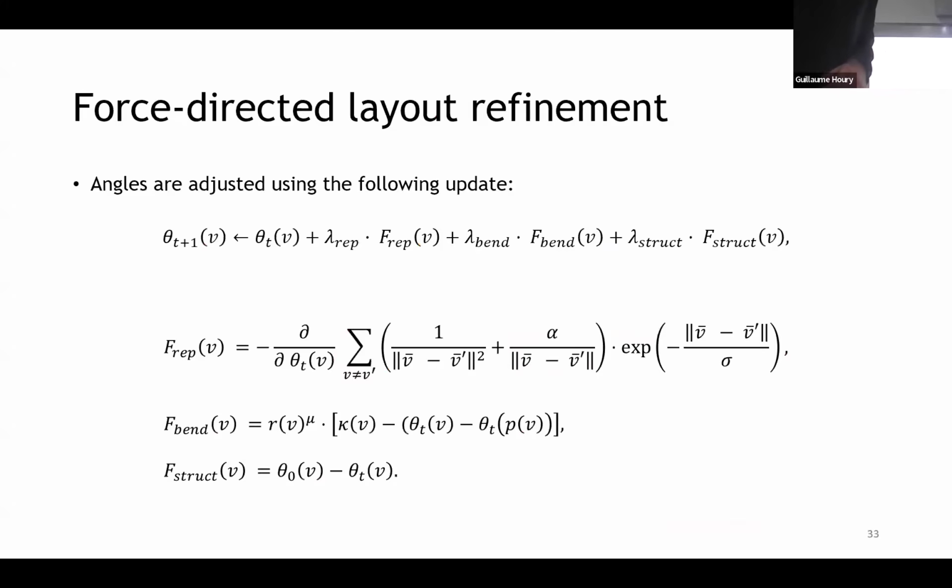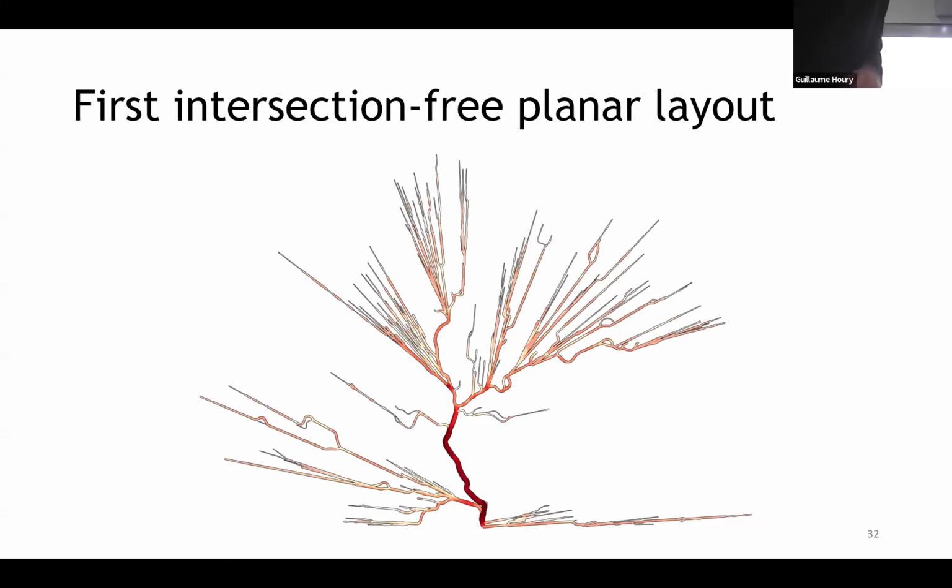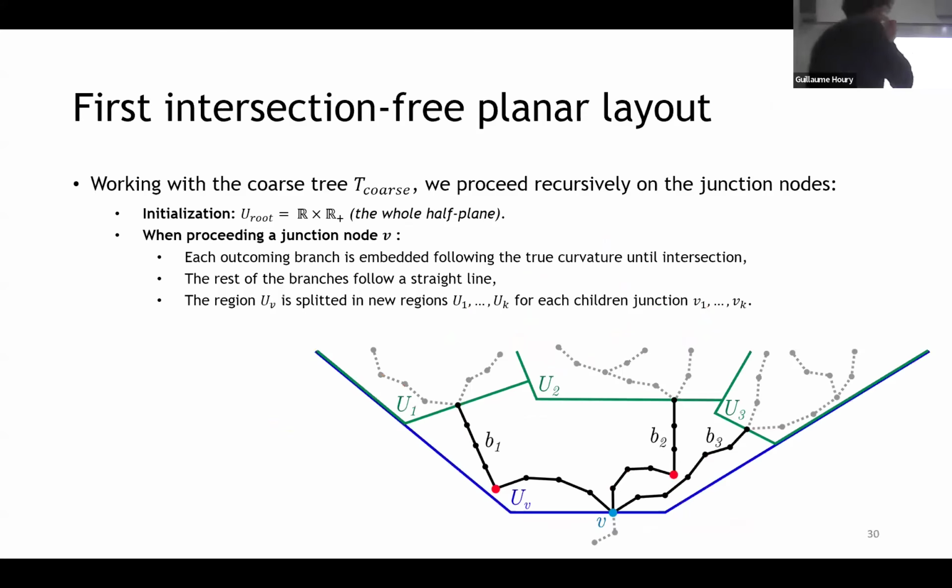One question. What were the red dots? This one? Yeah. These are the nodes just before an intersection, either with a box or with another branch. Oh, that forced you to... Yeah. So basically, once we detect a collision, we just follow a straight line, or interpolate between the original branch and a straight line, to ensure that no collision will occur anymore.